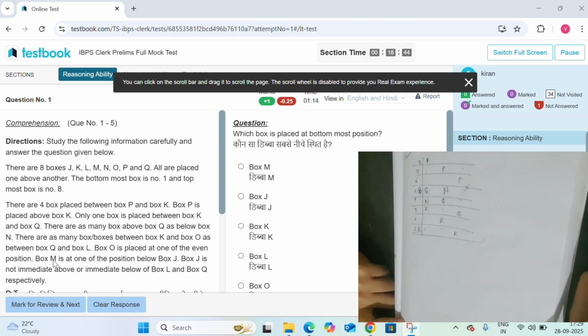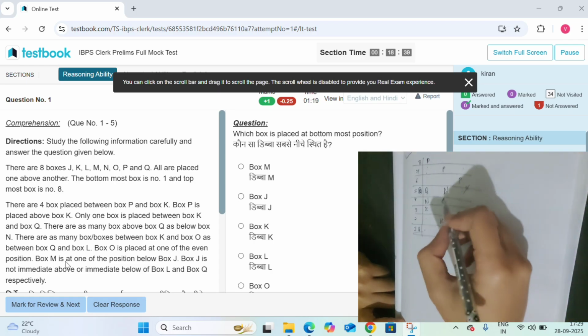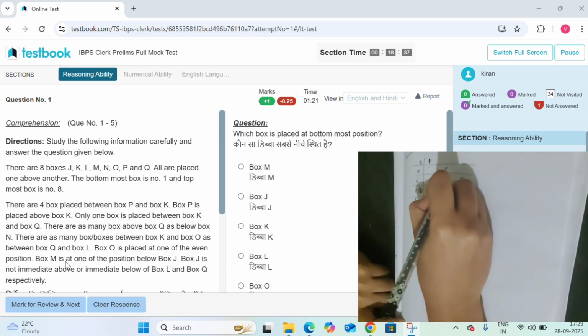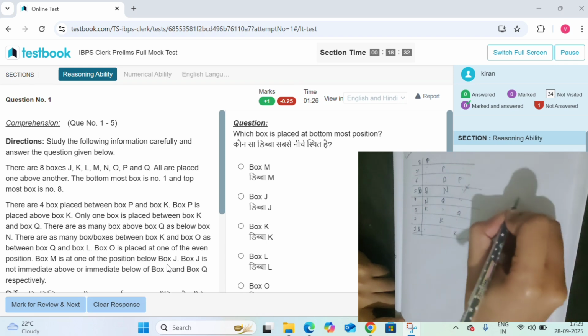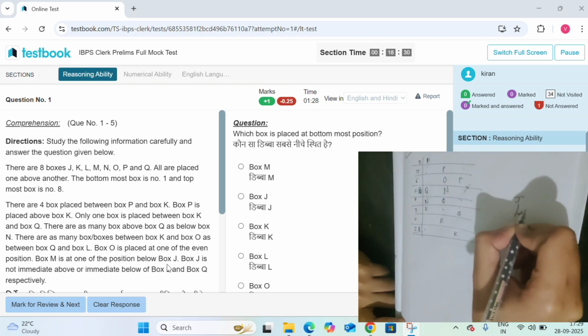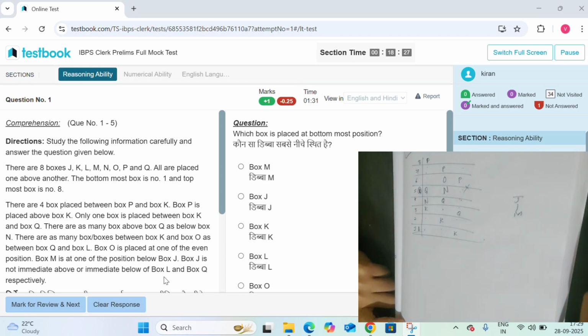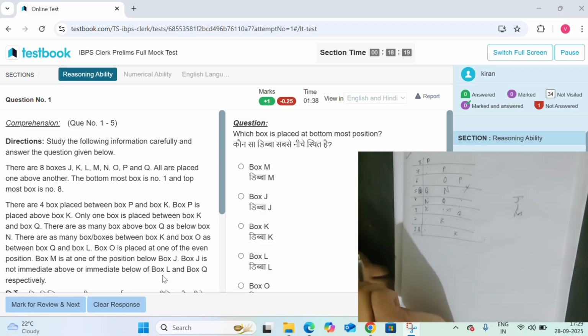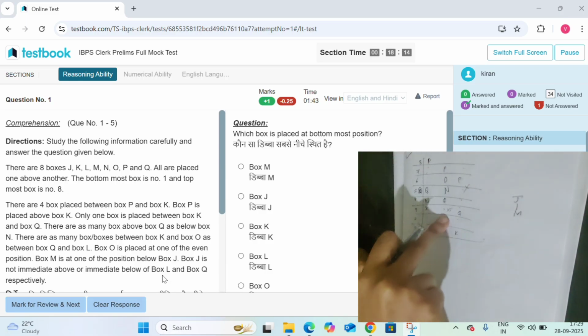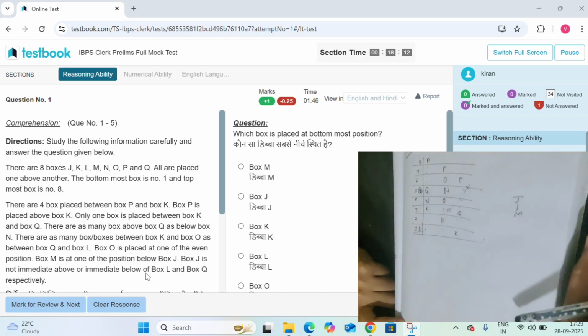Box O is placed at one of the even positions. There are two even positions here, and coming to this, only one. O is here. M is at one of the positions below J. Box J is not immediate above or immediate below of box L and Q respectively. So this should not be J. J and the L, right? J and M. M is at one of the positions below J.